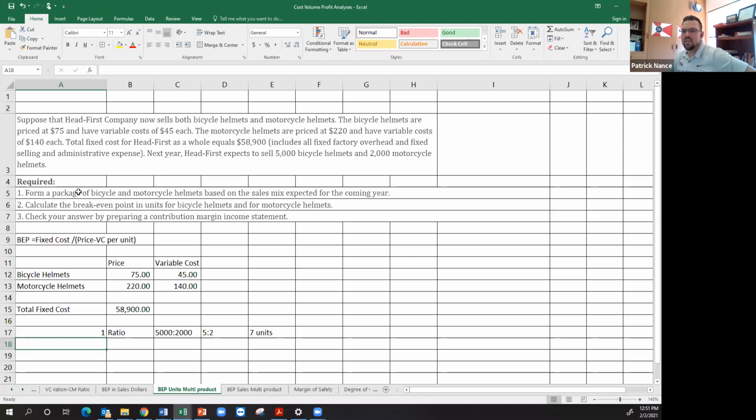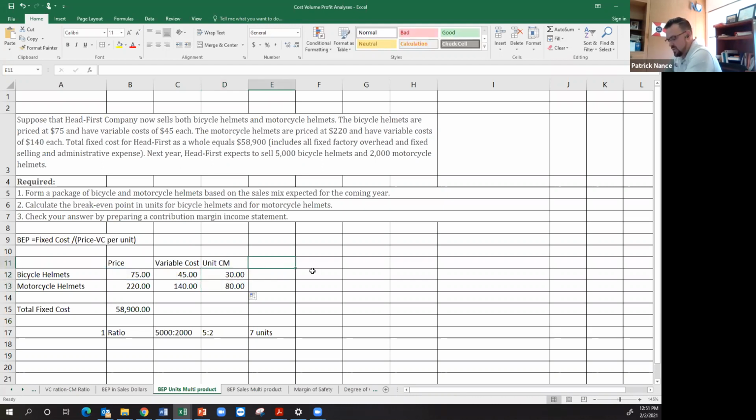And why we need to find the package first is because our step in between these two, between 1 and 2, is to find the contribution margin for a package, for a group of 7 units. And then we're going to use that to find our break-even point in packages. And once we find our break-even point in packages, then we can find our break-even point on each one individually. So first things first, let's find our unit contribution margin, which remember is just price minus variable cost. So I'm just going to take price minus variable cost for both of these.